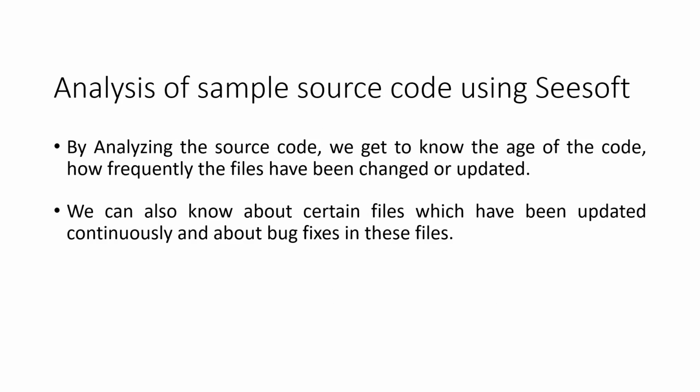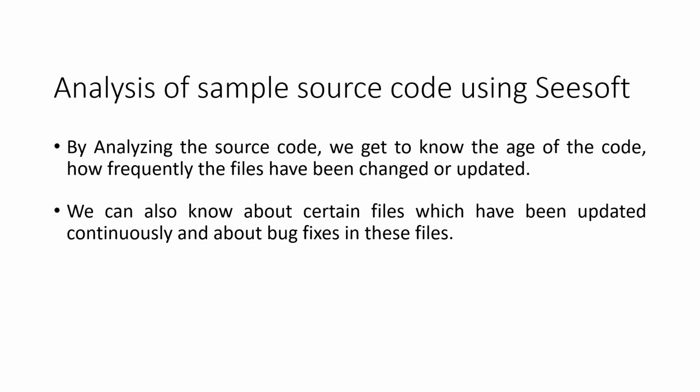Coming to the analysis of sample source code using Seesoft, here we can get to know the heavily changed set of files and where the new functionalities have been added by creating new functions. Here we get the modification request, whether the change corrected a bug or introduced new functionality. We get the version, the feature number, the user ID of the developer adding each line, and the developer's name from the version control system for each line.